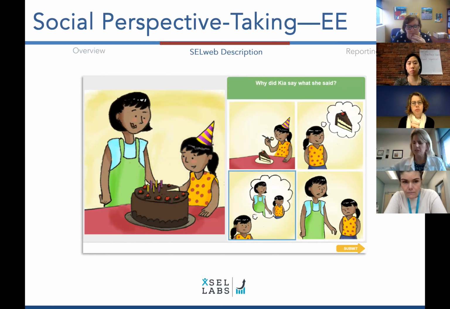For early elementary, to get at social perspective taking, we tell kids stories that are illustrated and narrated, and some of them have to do with, say, a person saying one thing but meaning something else. And then we ask questions about why the character said what she said. And to get that right, the child taking the assessment has to understand the reason, the intention behind saying one thing, even though the person meant something else. Okay, we're getting at social perspective taking here.